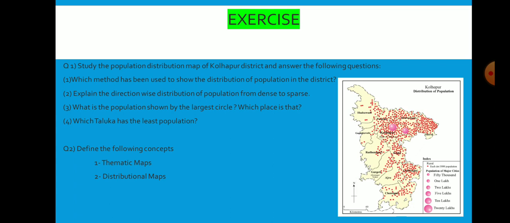Now I have given you a picture of a map. This is the map of Kolhapur district. Now study the map very carefully and try to answer the following question. Then second, I have given one more question to you. After you read the lesson thoroughly, try to write the answer. Define the following concepts: thematic maps and distributional maps.